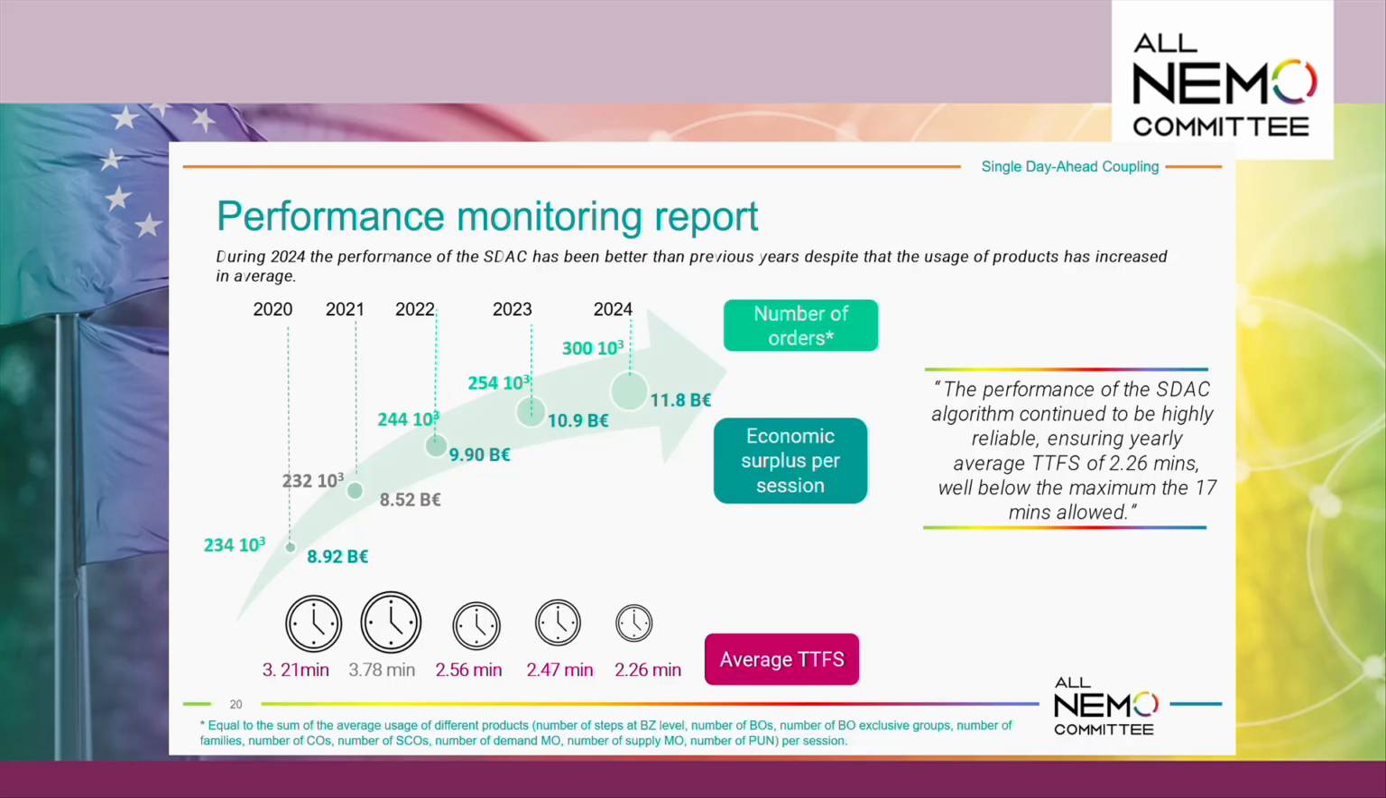So when we are discussing performance, we need to check performance during the years. It doesn't make any sense to discuss performance only taking into consideration what happened this year, but we need to take into consideration what was the history. So you can already see we are presenting 2 figures there to illustrate the growth: the number of orders submitted to the day-ahead algorithm and also the increase of the economic surplus per session. So you can see that there is a steady increase year by year.